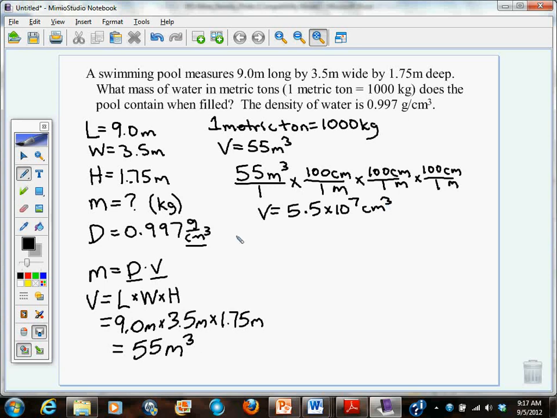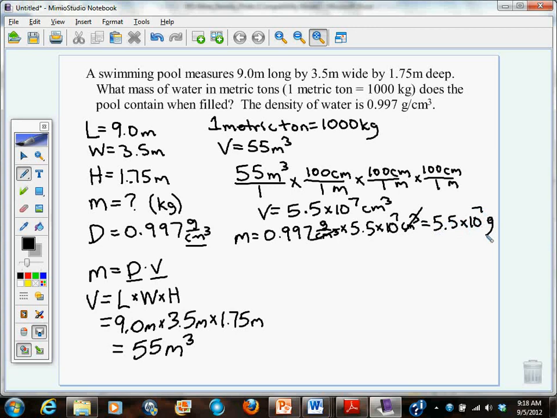So now I can go ahead and multiply. My mass will be equal to my density, which is 0.997 grams per centimeter cubed, times my 5.5 times 10 to the 7th centimeters cubed. Notice, the reason I did this, centimeters cubed cancel out, leaving me with grams. And when you multiply this out and take it to 2 sig figs once again, you get 5.5 times 10 to the 7th, and that's actually grams.